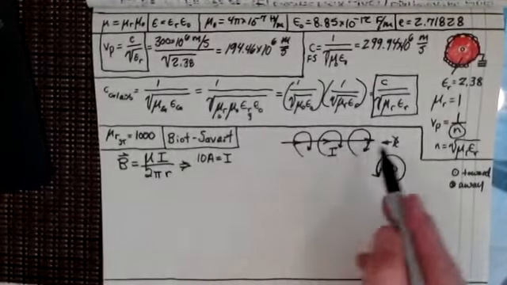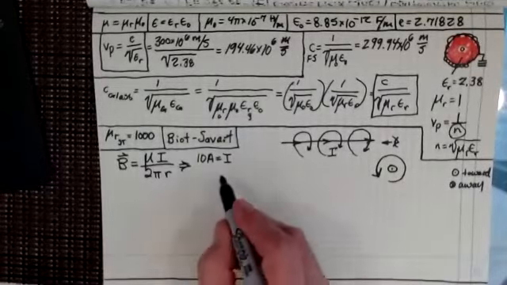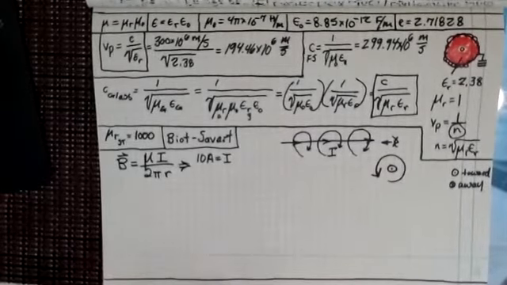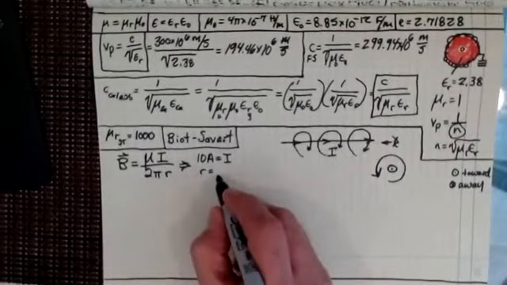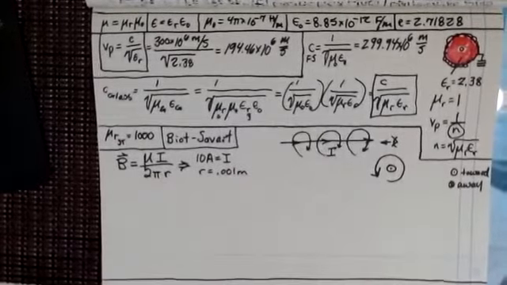I'm putting 10 amps through that right now, right? I've got 10 amps there, and it's a very thin wire. Let's say the wire has only a 1 millimeter radius. All right, so if it's a 1 millimeter radius, then that would make it 0.001 meters, wouldn't it?